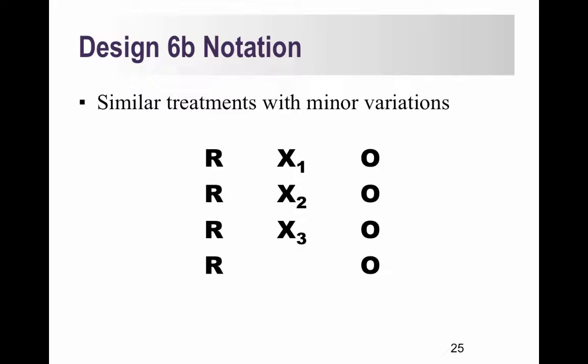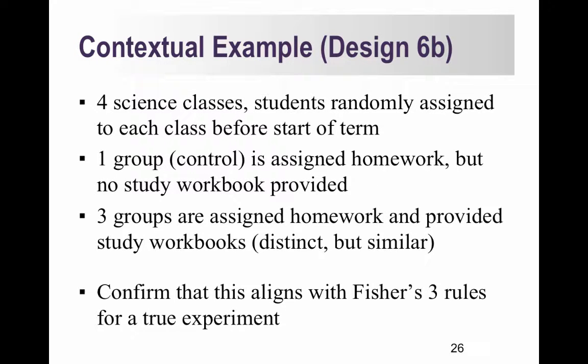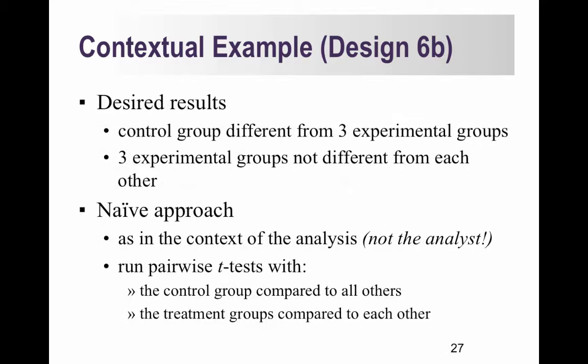Again, we have random selections. We have 4 groups. 3 are treated, but in slightly different ways. And then there's one control group. So we have 4 science classes. Students have been randomly assigned to each class before the start of term, so we could assume random assignment. There's one control group. It's been assigned homework, but there's no study workbook provided. The other 3 groups are assigned homework and provided study workbooks, but each group is given a slightly different study workbook. So the desired results are to see that the control group is different from the 3 experimental groups, but that within the 3 experimental groups, there's really not much difference.